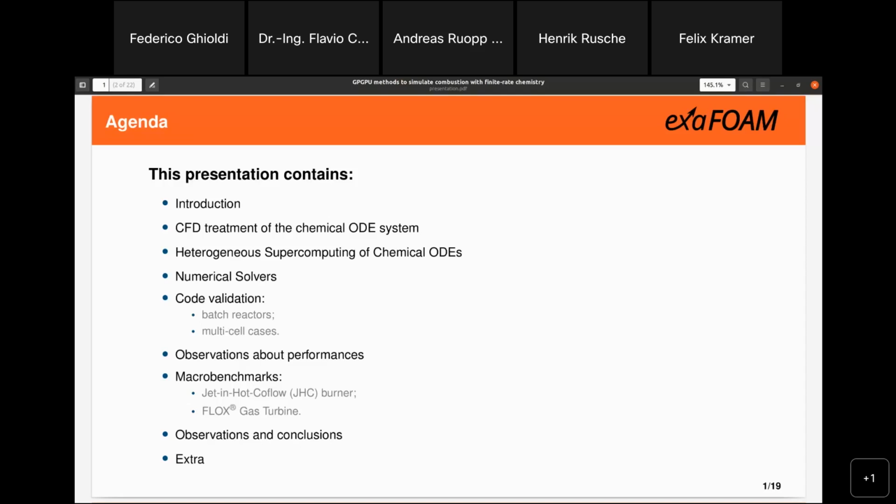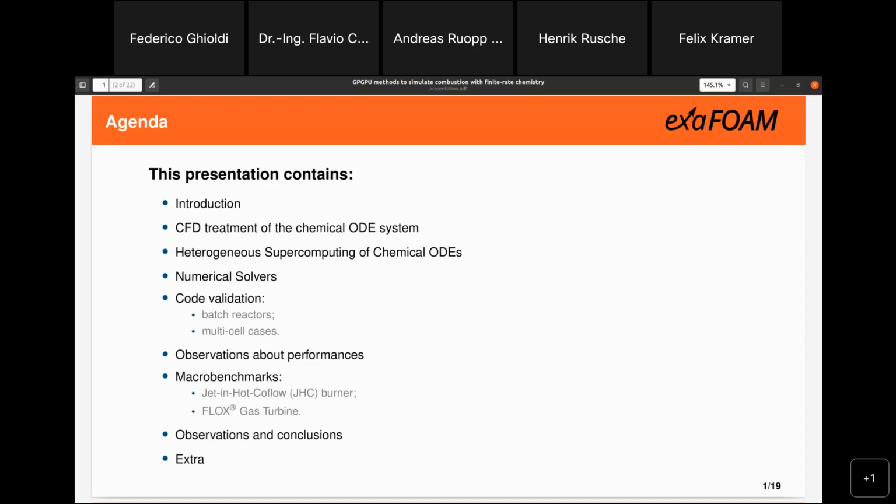What is interesting is the methodology. Then I also added a little extra, which is not directly linked to the exaFOAM project, but is still related to how we can exploit GPUs to speed up the solution of a lot of problems which are currently handled in CFD by means of OpenFOAM.